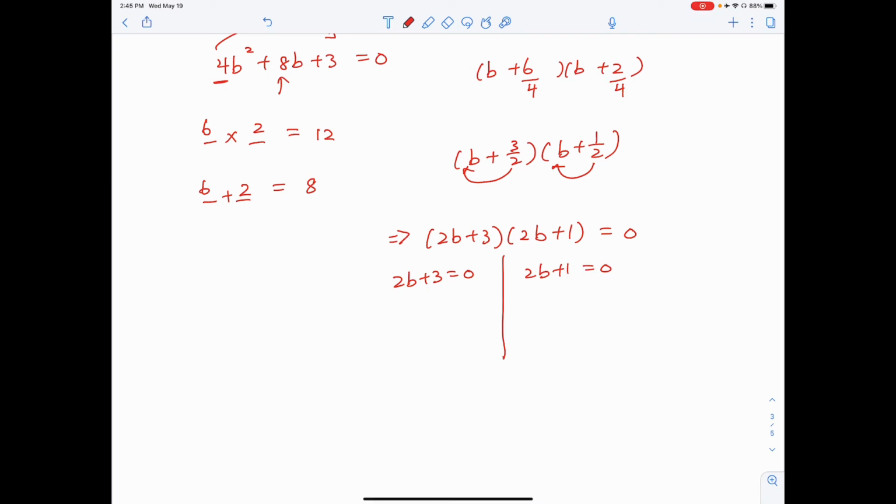Again, using algebra, you can solve, right? So you end up getting b equal to negative 3 over 2, or b equal to negative 1/2. Now you can see for questions like this, it is a bit more tedious, but you can still get the right answers. Now, let's try using the quadratic formula and see how that would differ in the process.